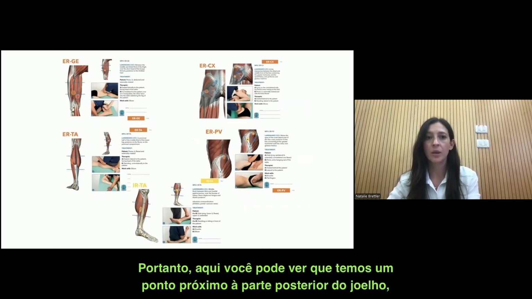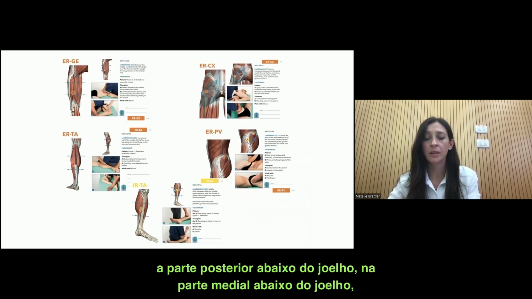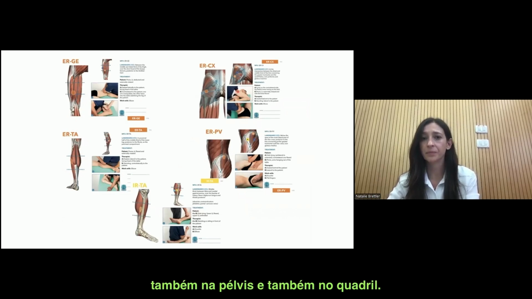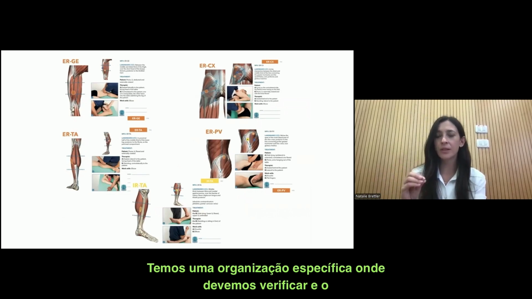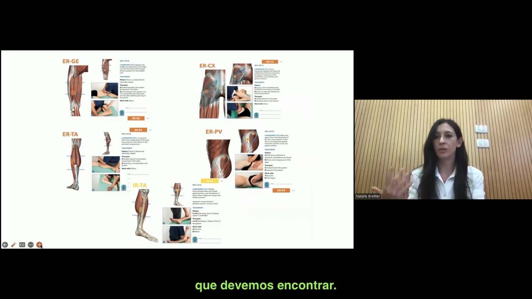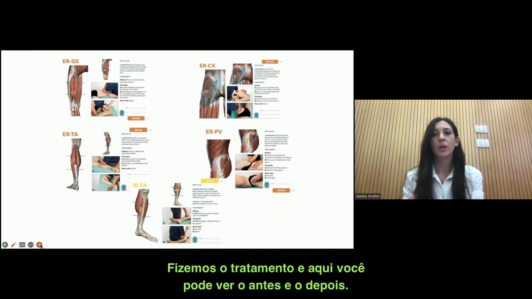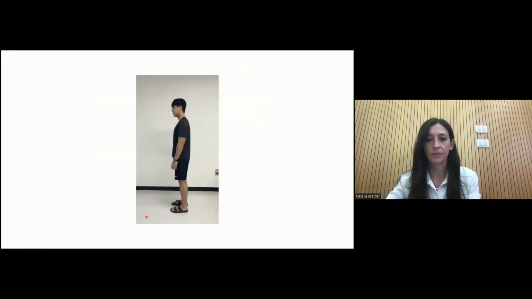So here you can see we have a point near the posterior part of the knee, below the knee in the medial part, also in the pelvis, and also in the hip. We have a specific organization of where we should check and what we should find. We did the treatment, and here you can see the before and after.